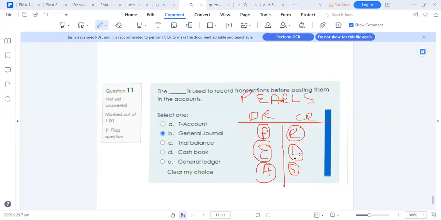It's true, because rent is an expense. Yes, now you need to identify which element it falls under. Correct. To increase capital, we debit. Is that true or false?